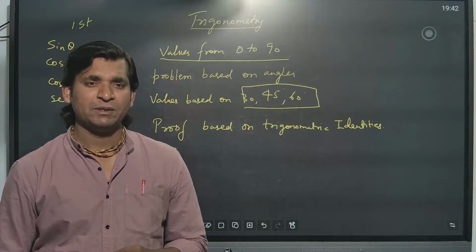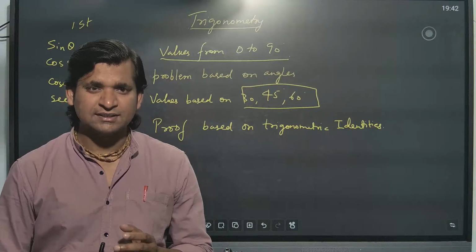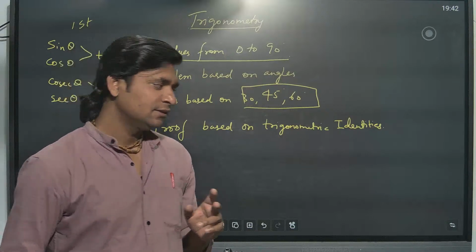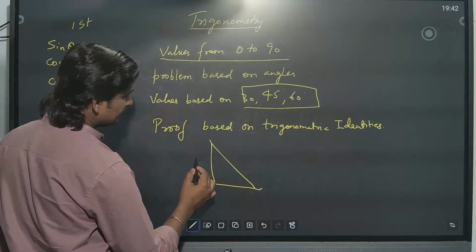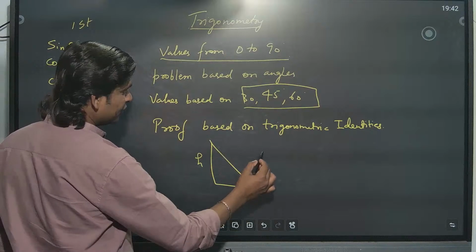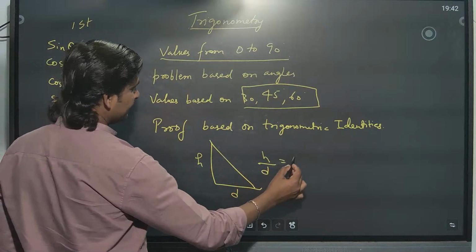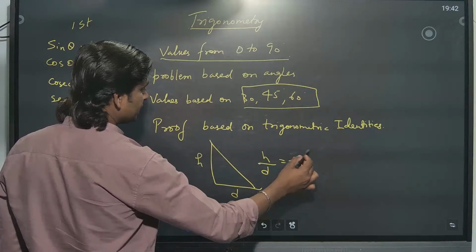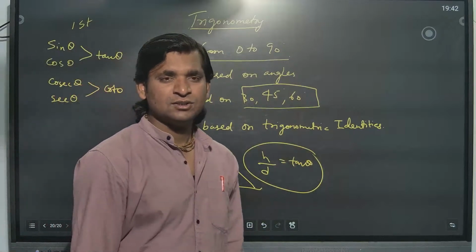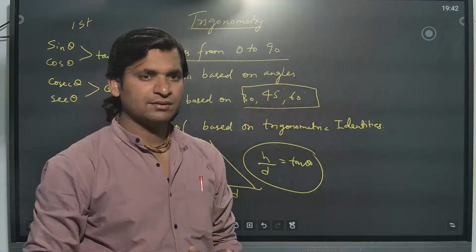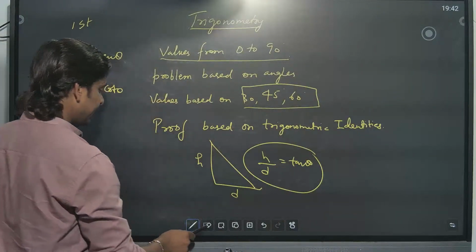Why? Because the application of trigonometry is nothing but height and distance. So this is height, this is distance. So what is the ratio of h by d? It is nothing but tan theta. So most of the questions are from this only. So there will be some diagrams which you have to make.